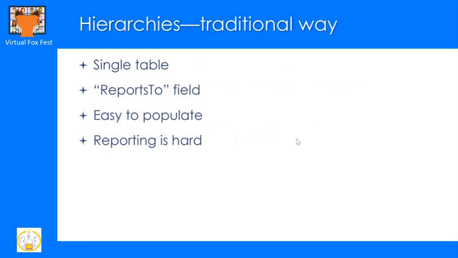So how do we do it? Well, traditionally, the data would be, at least for something like an org table, in a single table. In the FoxPro Northwind data, it's the employee table, as it is here in Chinook. And there is a field that points to that employee's manager. It's called ReportsTo, both here and in Northwind. This is a really easy way to populate this data. To populate for a given employee, you just need the primary key for their manager. But some of the reporting we want to do is kind of hard in this situation. So let's take a look.